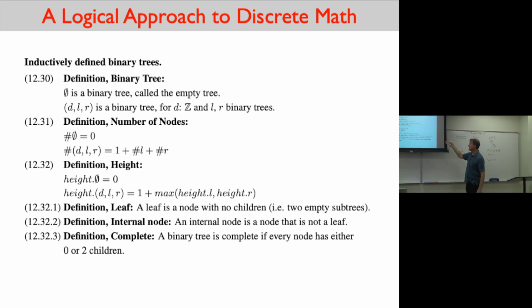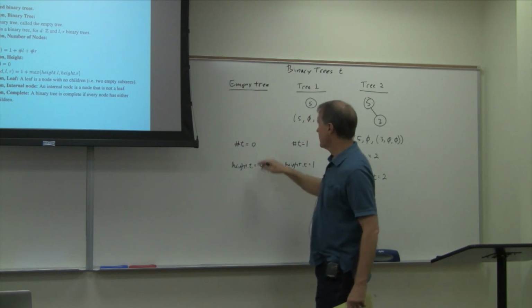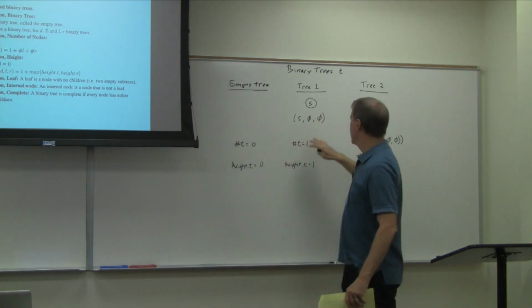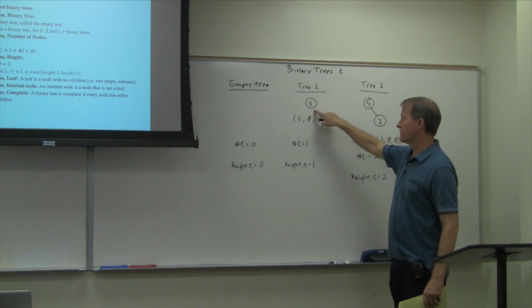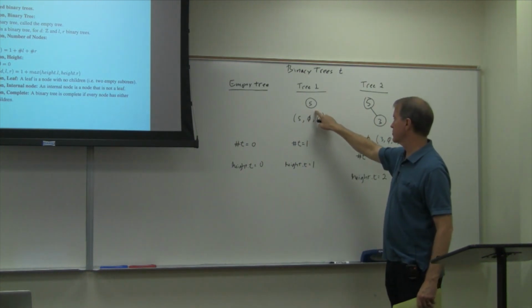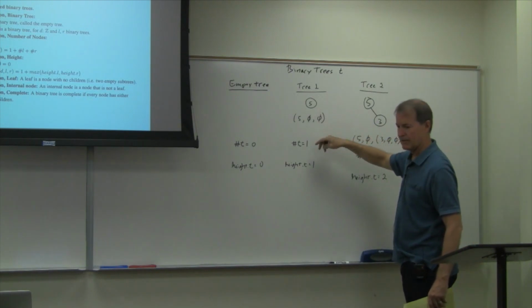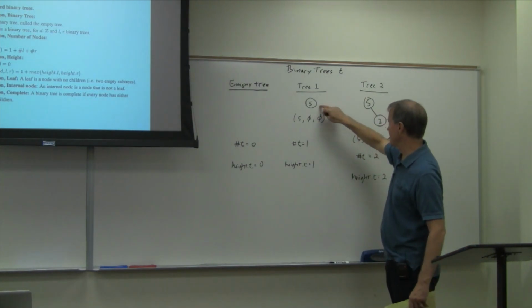12.32.1, definition of a leaf. A leaf is a node with no children. That is, it has to have two empty subtrees. How many leaves in the empty tree? Yeah, there are no leaves in the empty tree. Okay. Is this a leaf? It is a leaf because it has no children. So this node is a leaf. I don't want to write it down, but anyway, you can see that.